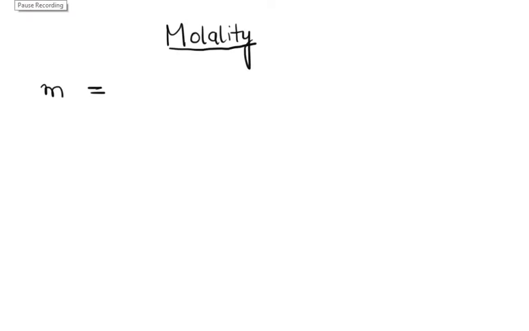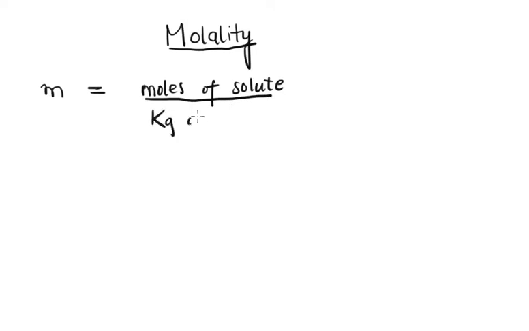So the first precursor to colligative properties is molality. Molality is the ratio that I was talking about a little earlier. It's basically the moles of solute over kilograms of solvent.